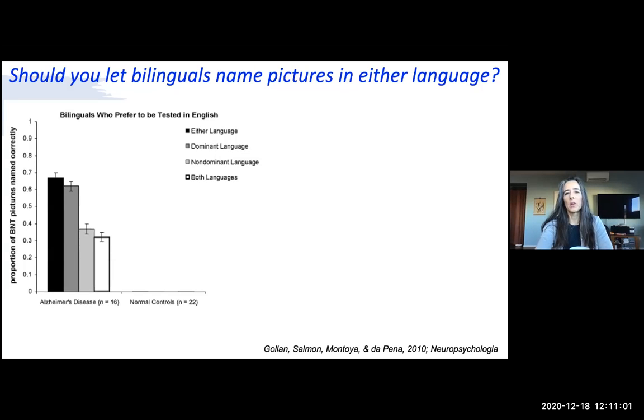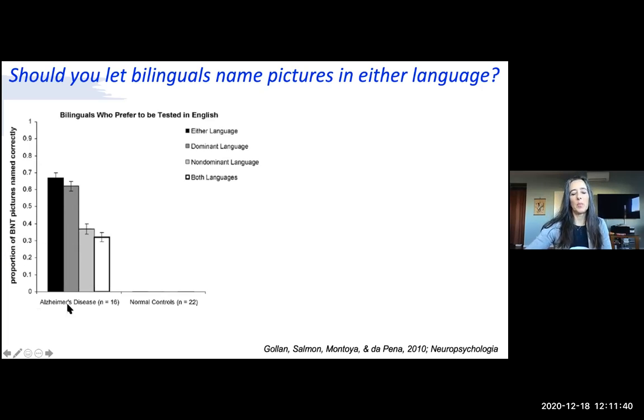So about 10 years ago, we published this study that kind of answers this question: should you let bilinguals name pictures in either language? What you see here is something cool you can do with bilinguals. This is just one picture naming test, but there's 4 different naming scores shown here. What happens if you give credit for pictures in either language? You give credit only for pictures that were named in the dominant language, only in the non-dominant language, or in both languages. So one picture naming test, 4 different naming scores for bilinguals.